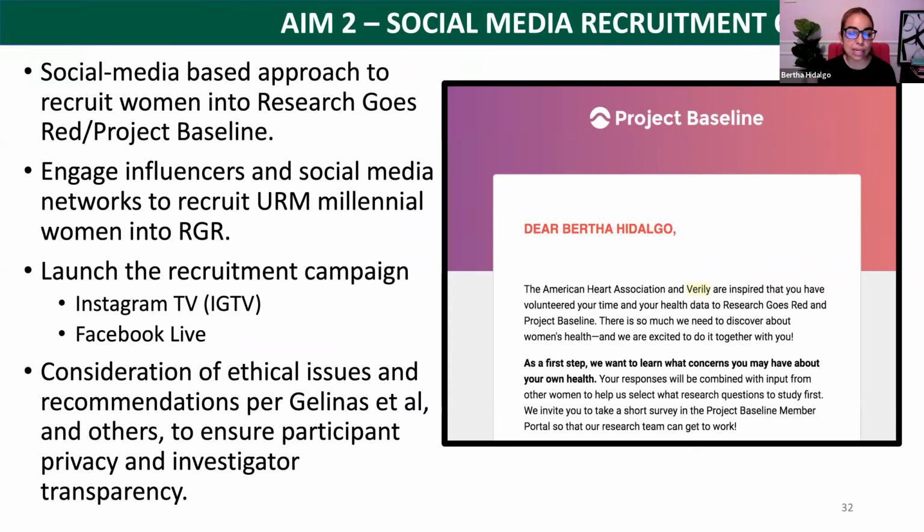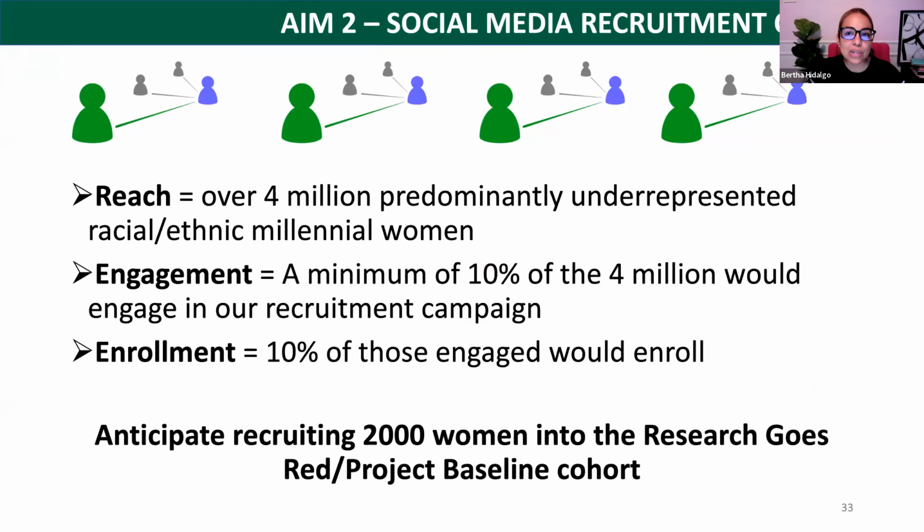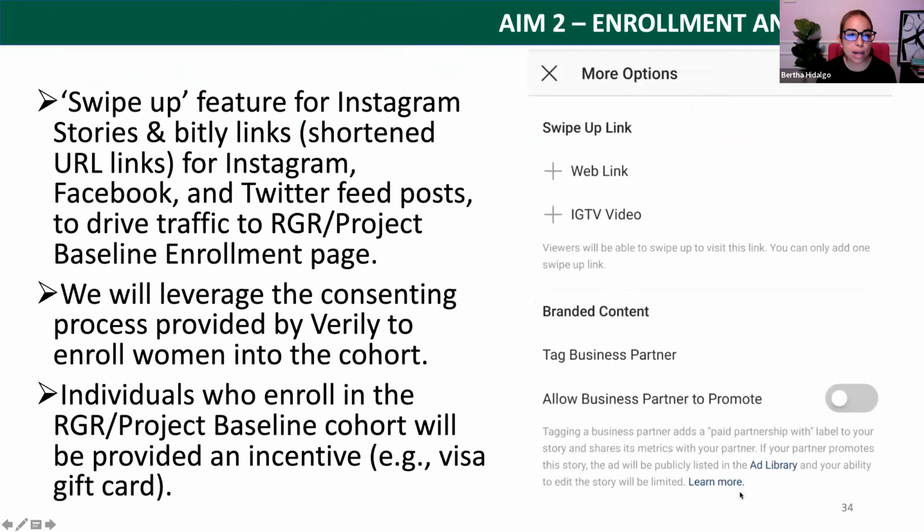The study is the Project Baseline Registry. The American Heart Association is building this large cohort of women that will be exposed to a number of research opportunities. It's a big research community of lay populations that they're building. We estimated that through our networks and influencers, we would be able to reach over 4 million women. If only 10% engaged and only 10% of that 10% actually enrolled in our study, we could recruit 2,000 women into the Research Goes Red Project Baseline cohort. So we are on our way to achieving that.